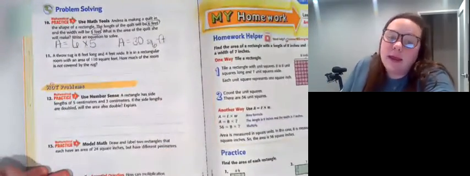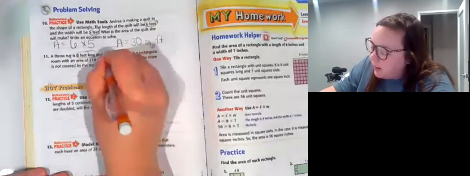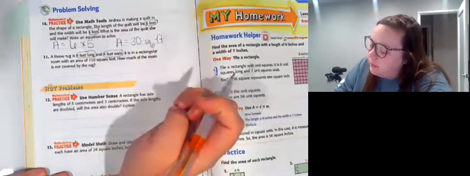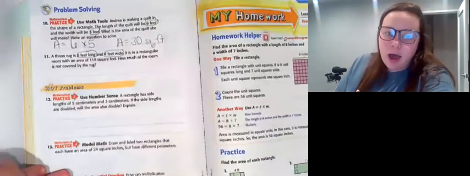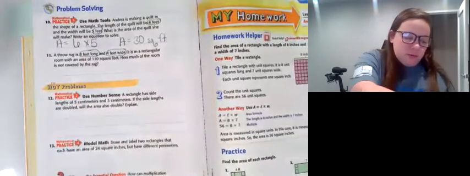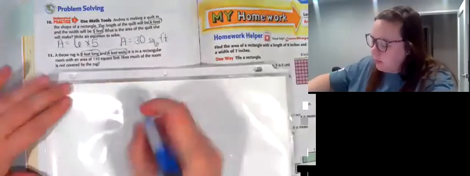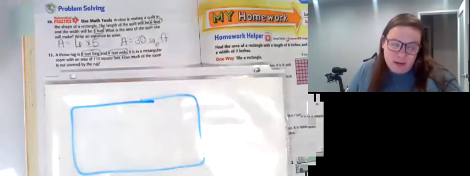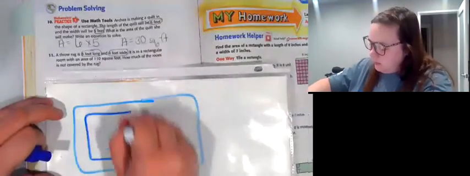A throw rug is 8 feet long and 4 feet wide. It is in a rectangular room with an area of 110 square feet. How much of the room is not covered by the rug? Ooh, tricky, tricky. This one is a two-step problem. I'm going to draw a picture for this. There is a rectangular room. Part of it has a rug. Here's my rug.